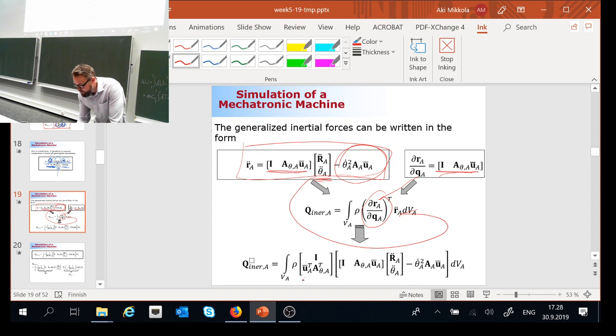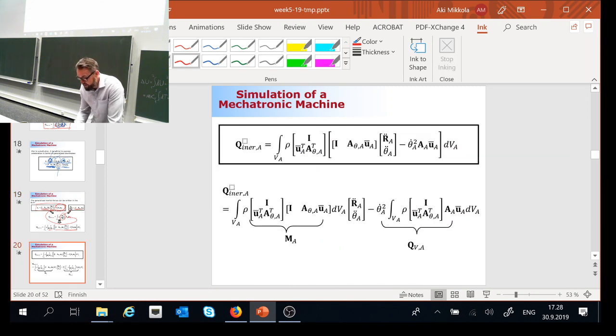So this is my mapping matrix. This is my acceleration. No further mathematical manipulation, but soon I will introduce a bit more. So this is how it was originally: mapping and then acceleration. This is related to acceleration, this is related to my mapping.